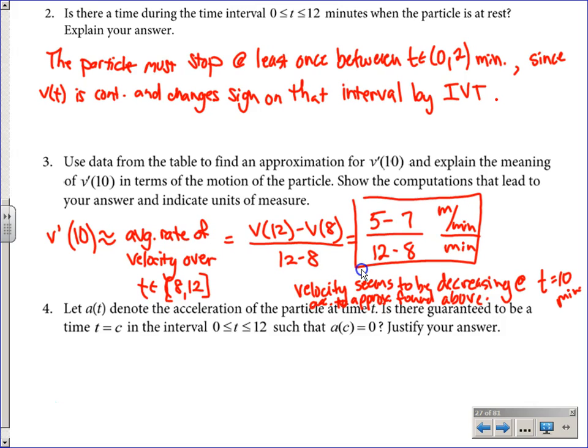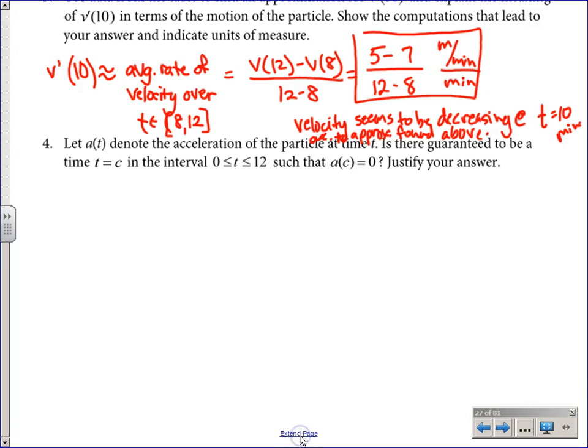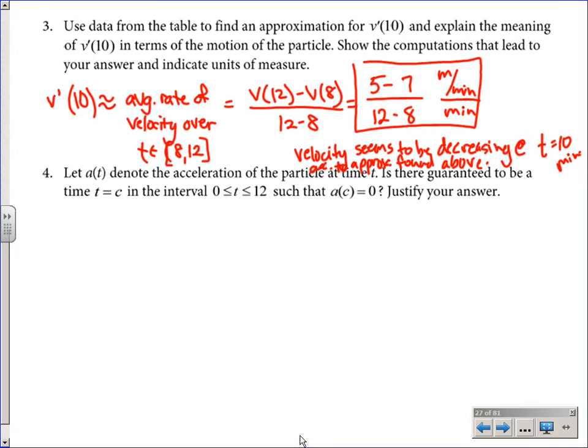What's number 4 talking about? Acceleration? Whose acceleration? Compared to velocity, who are the guys that I have in my table? The derivatives. So wait a minute, what if I was to rewrite this and say v prime of c equals 0? Isn't there a theorem that says there must exist a time c in the interval 0 to 12? Technically it's open, but that's okay. Such that the derivative equals 0. What theorem is it that guarantees a derivative value?